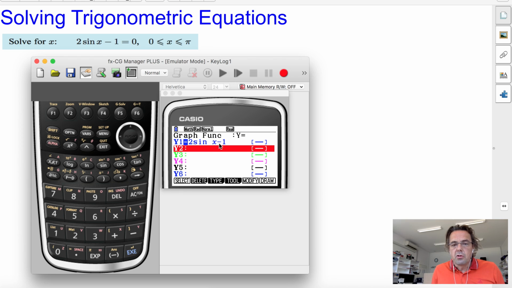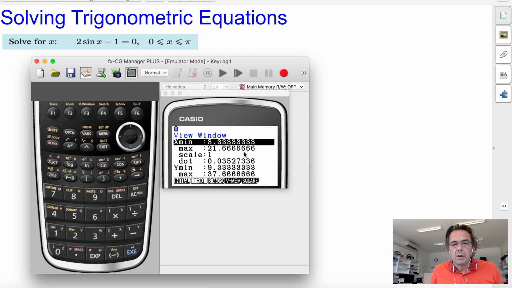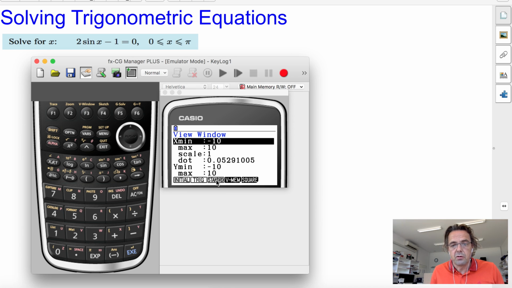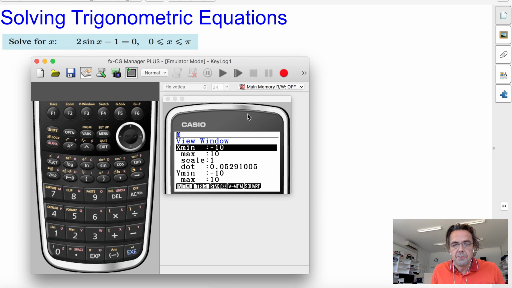Now we can draw this function, so we have to use a proper view window. Let's check the view window. X goes from 8 to 21, not a good idea. Let's first start with the standard view window, negative 10 to 10, and the Y as well, negative 10 to 10. But we can already see the domain here. It's 0 to pi. So I might want to change this from 0 to pi. Shift pi. There it is.